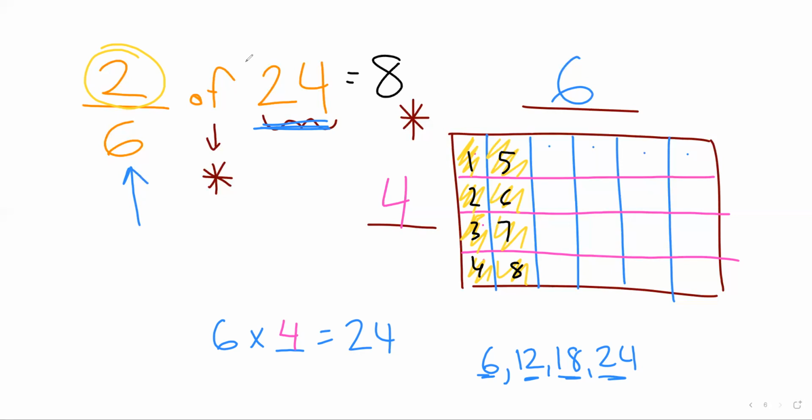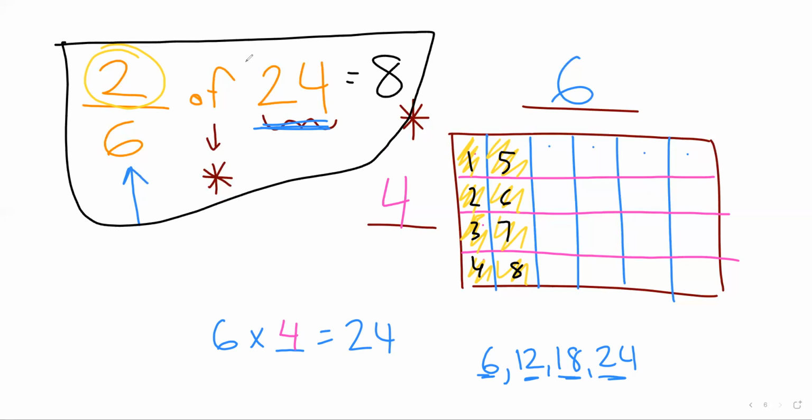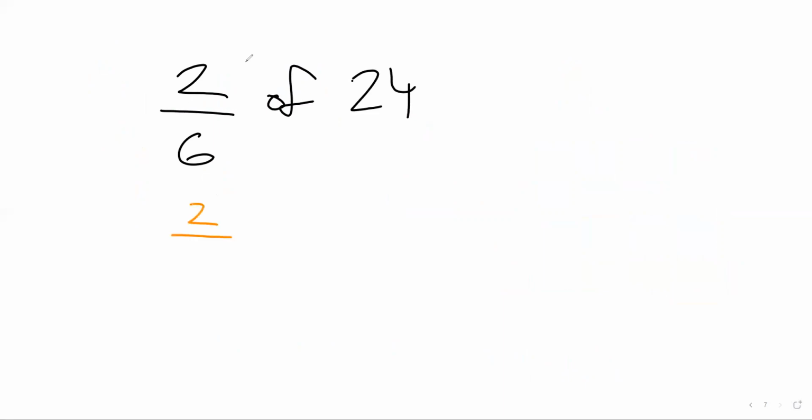So let's also finalize this today. I'm not going to do another problem, but let's take this and do the how. This was the why. Why does it happen? But here's the how. What we've learned is 2/6 of 24. What we've learned in class is that when we're multiplying fractions and a whole number, of just means multiply.